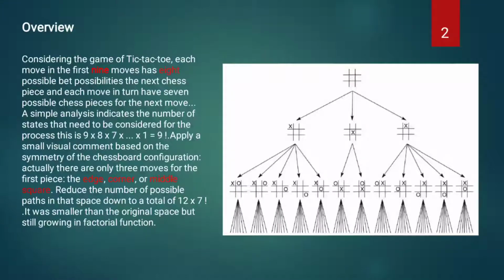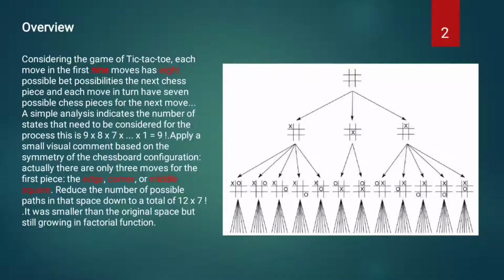Before going into our content today, I will give you a small example to get an overview of what heuristic is. I firmly believe that all of you have already played this game. This game is called Tic-Tac-Toe. Let's consider the game of tic-tac-toe.